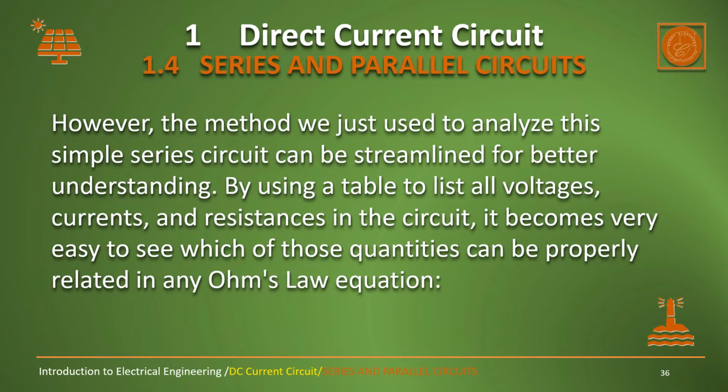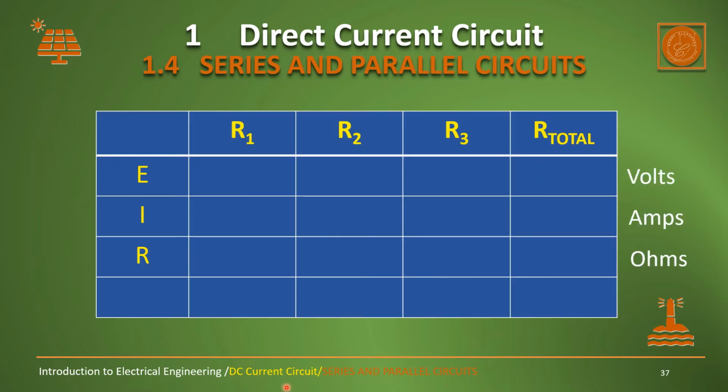However, the method we just used to analyze this simple series circuit can be streamlined for better understanding by using a table to list all voltages, currents, and resistances in the circuit. It becomes very easy to see which of those quantities can be related in an Ohm's law equation. This table illustrates the relationships between all the components in the circuit.